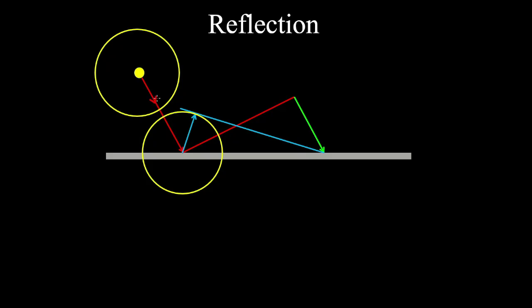Light that is incident on a surface can be reflected. And the law of reflection states that the angle of incidence, being the angle between the incident ray and the normal to the surface, which is this angle over here, is equal to the angle of reflection. That's the angle between its reflected ray and the normal to the surface at this point.